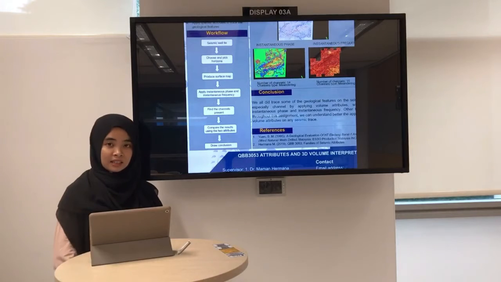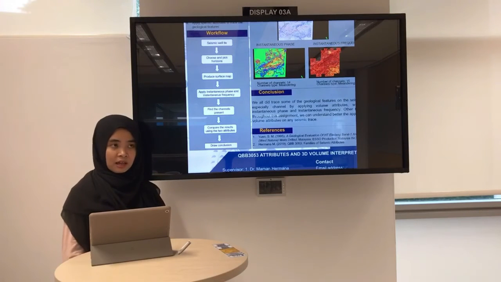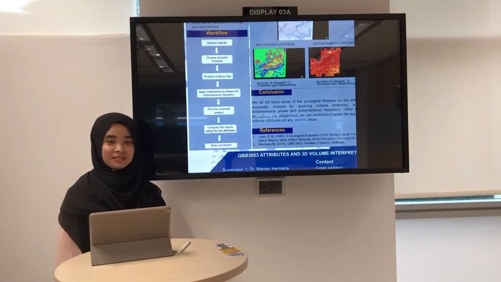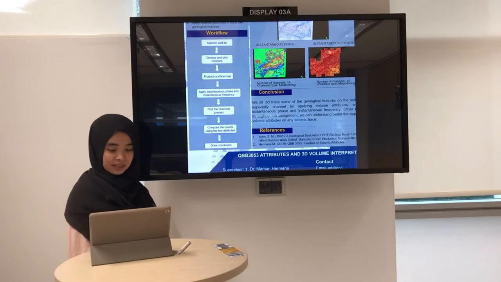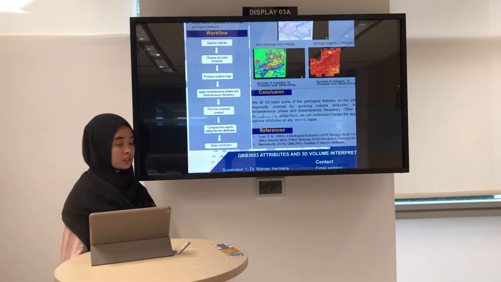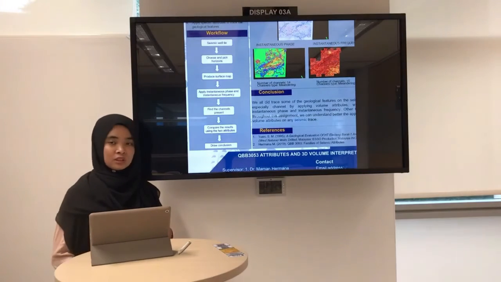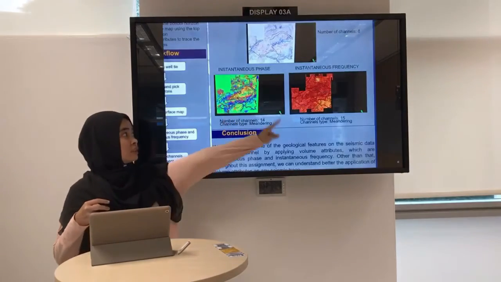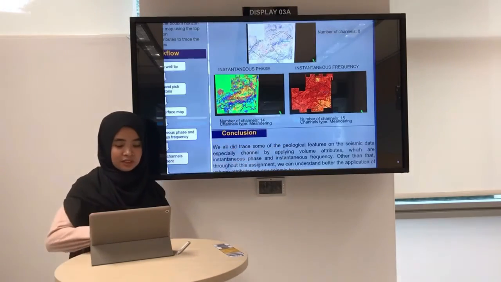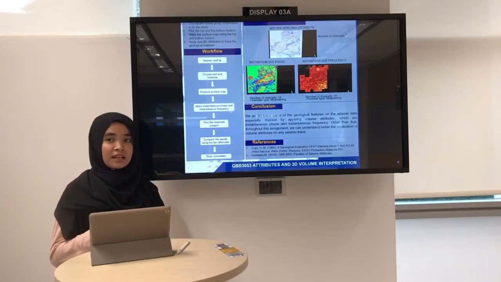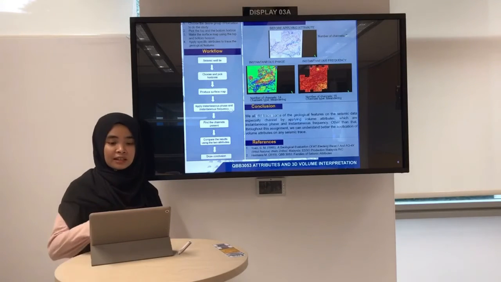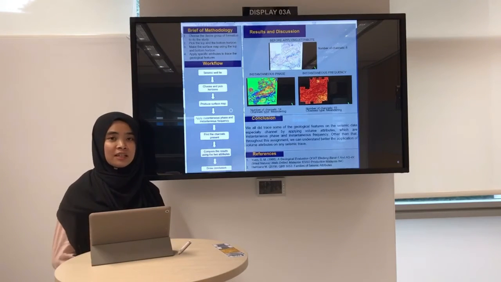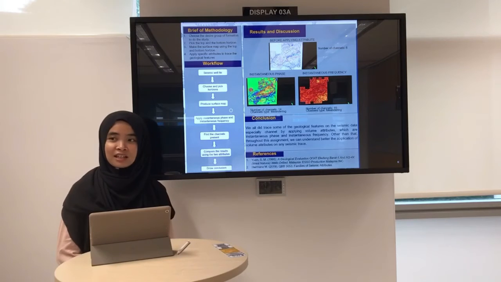By applying these two attributes, we can compare and find the channels that are present in these two seismic data. After the channels have been detected, we can compare the results using the two attributes, which will produce two data, in this case, these two, instantaneous phase and instantaneous frequency. And lastly, the conclusions can be drawn, and the results and discussion will be further explained by my colleague, Luqman.